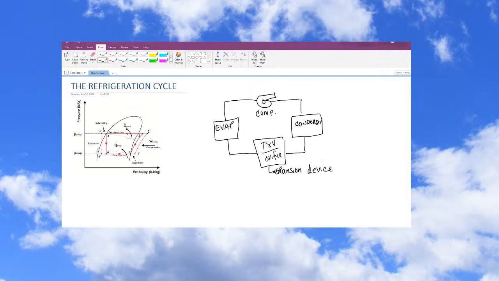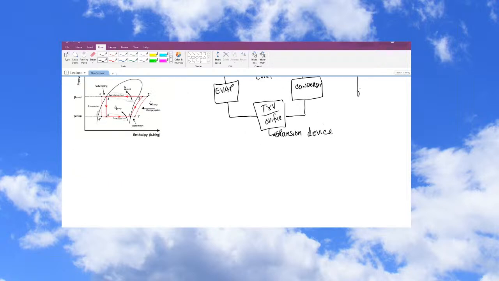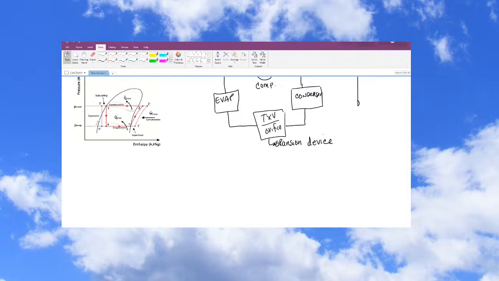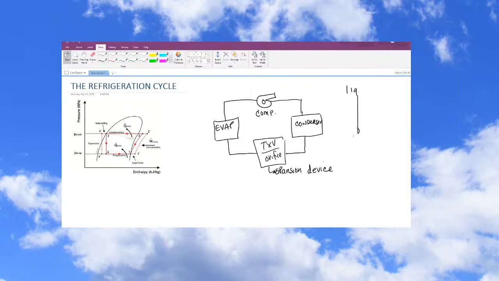Now, in this system, we have liquid. Apparently liquid spelled with an E. Thank you, OneNote. Check that out. That was awesome. All right, let's go back to that again. Sorry about that.